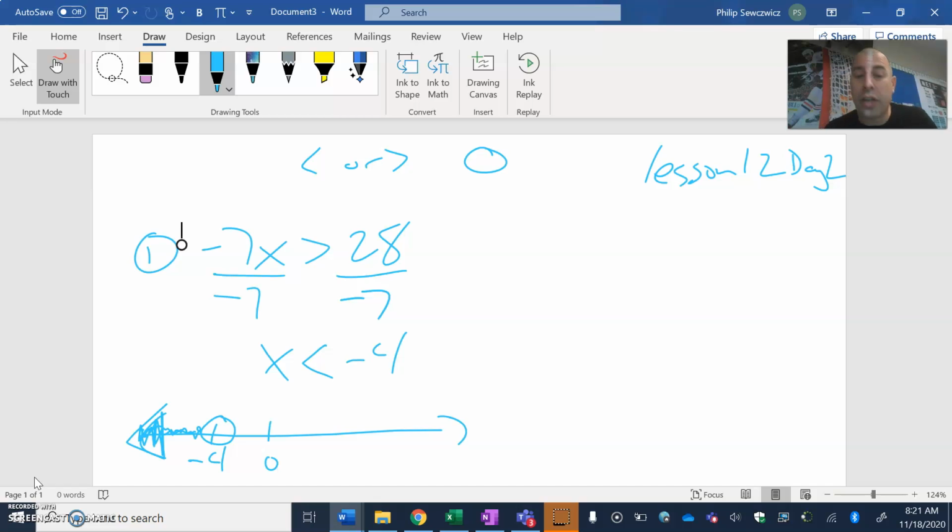Try negative 100. Plug it on in. Negative 7 times negative 100 is 700. 700 greater than 28? Absolutely it is. So again, any of those numbers are our solutions. Difference between an equation, one answer. Inequalities, we got lots of answers. We also have lots of wrong answers as well. Choose anything to the right of that negative 4, or even choose negative 4, and it's not going to work out.